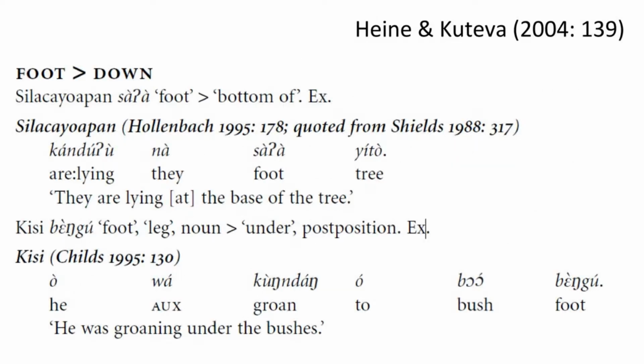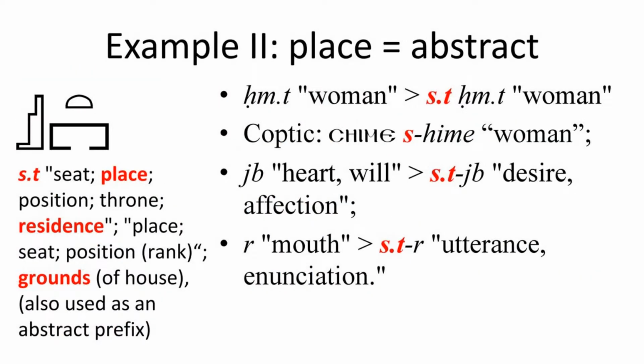And so we'll continue. That book that I mentioned on world grammaticalization, edited by Heine and Kuteva, has more on this concept of the word for foot also meaning down, and how it is used to mean under in the world's languages, right? This is just an example. You can pause and read this on your own. But I want to give another example of abstraction in ancient Egyptian. We have this word here, set, meaning seat, place, position, throne, residence, rank, grounds of a house. So the ground, the land is what this also refers to, which is why you have this classifier of space, of a place, right here, right?